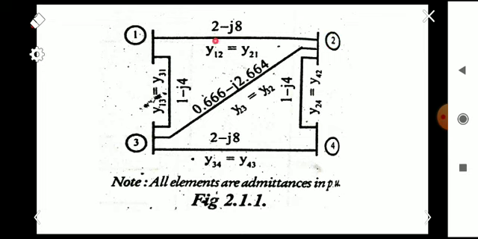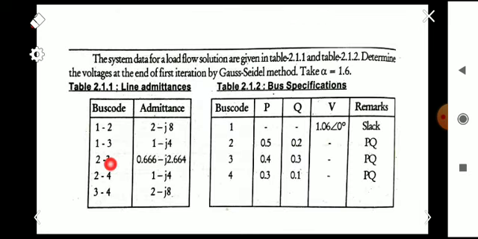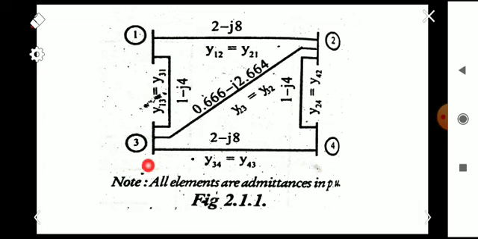It is denoted as small y12, and of course it will be equal to y21. Also between 1 and 3 we are having 1 minus j4. Like that we can connect all other admittances here. So at the end we will obtain a single line diagram.